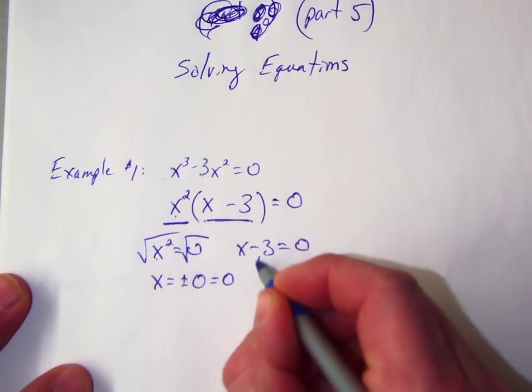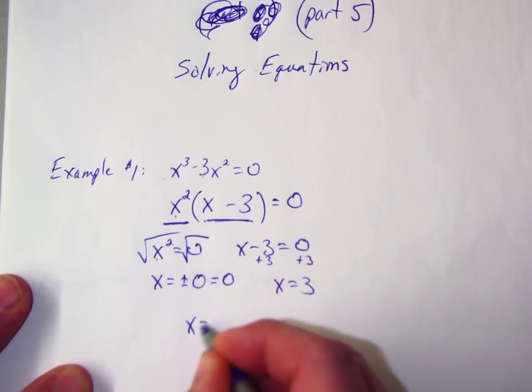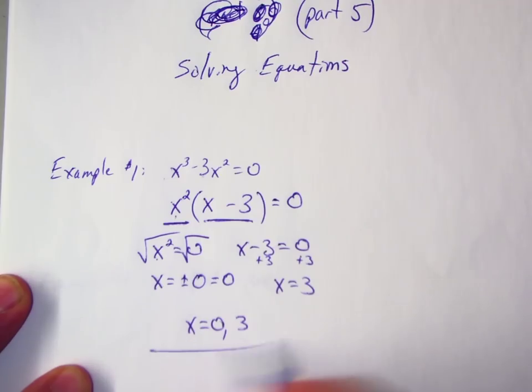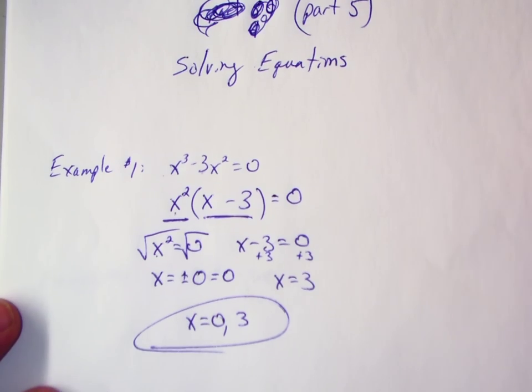For the linear one, I just add 3 to both sides, so x is equal to 3. So here I have x is equal to 0 and 3. There are my answers. Right. Let's move on to example number 2.